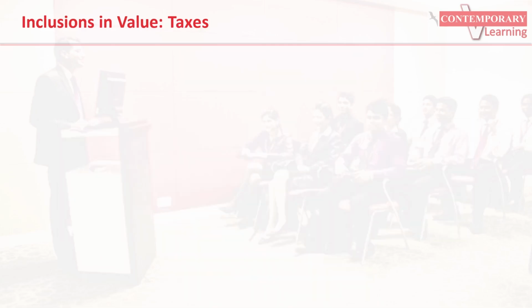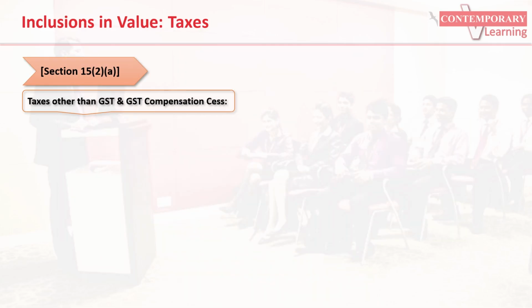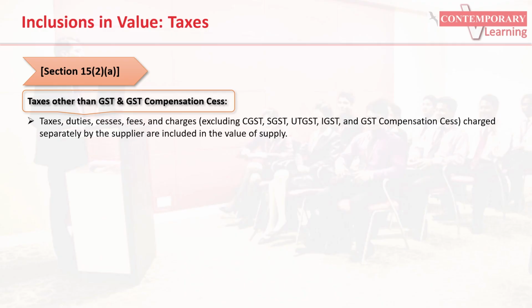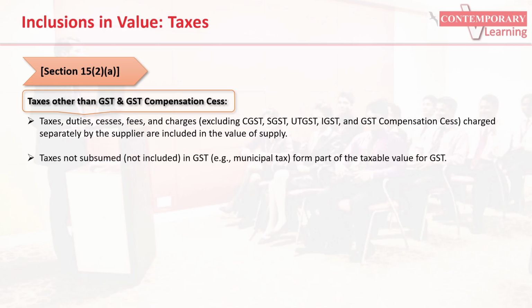Starting with taxes, the rule is clear. All taxes, duties, cesses, fees, and charges, excluding CGST, SGST, UTGST, IGST, and GST compensation cess that are charged separately by the supplier, are included in the value of supply. This means taxes that are not subsumed into GST, like municipal taxes, form part of the taxable value for GST purposes. You're essentially paying GST on these taxes too.